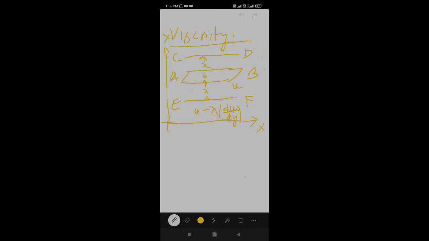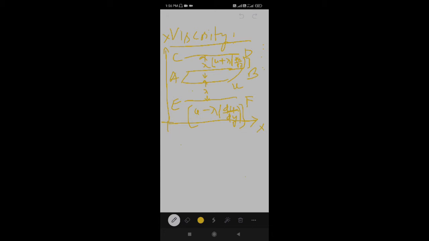Here this is u, minus or plus? Here the upper layer will have higher velocity, so we write plus du by dy. Let us assume that this is the velocity of the molecules in the EF layer, this is the velocity of molecules in the CD layer, and we know that the velocity of molecules in the AB layer is u, right? Now let us see here.